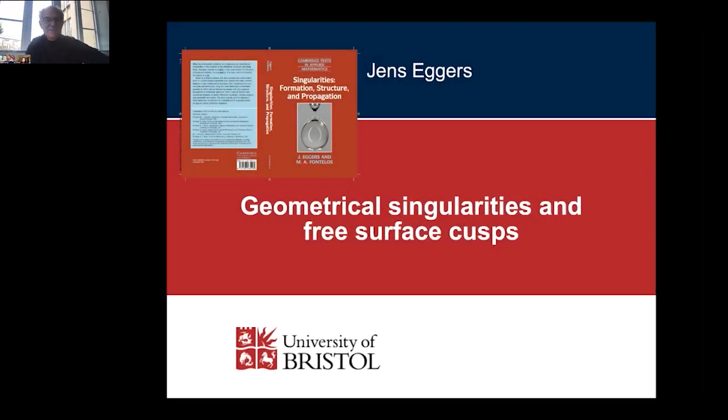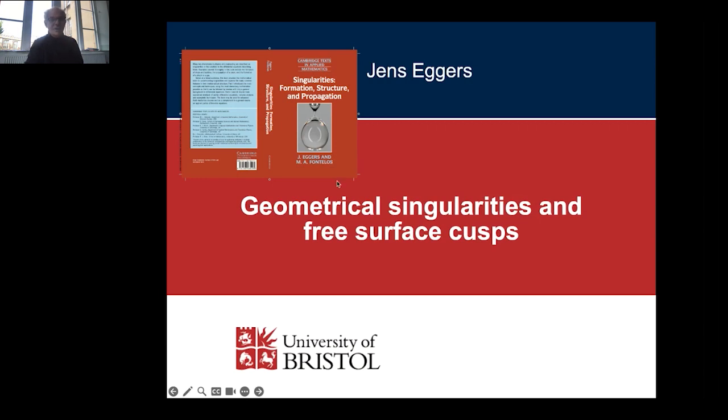everybody is welcome to attend, I'm sure, what will be a beautiful lecture by Professor Jens Eggers from University of Bristol, who will give us a beautiful talk, I'm sure, on geometrical singularities and free surface cusps. And I see also a book advertised there. Jens, to you. Yeah, thank you very much for the kind introduction, Renzo. Hello, everybody. I'm very pleased that you highlight our book, which is here on the front page.